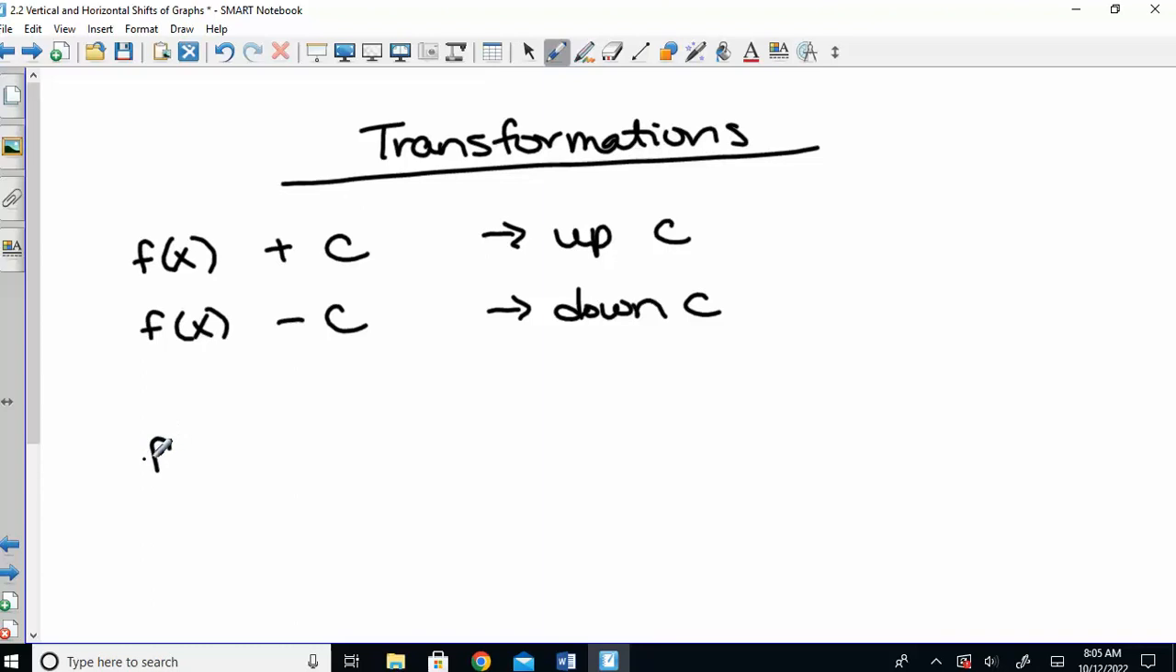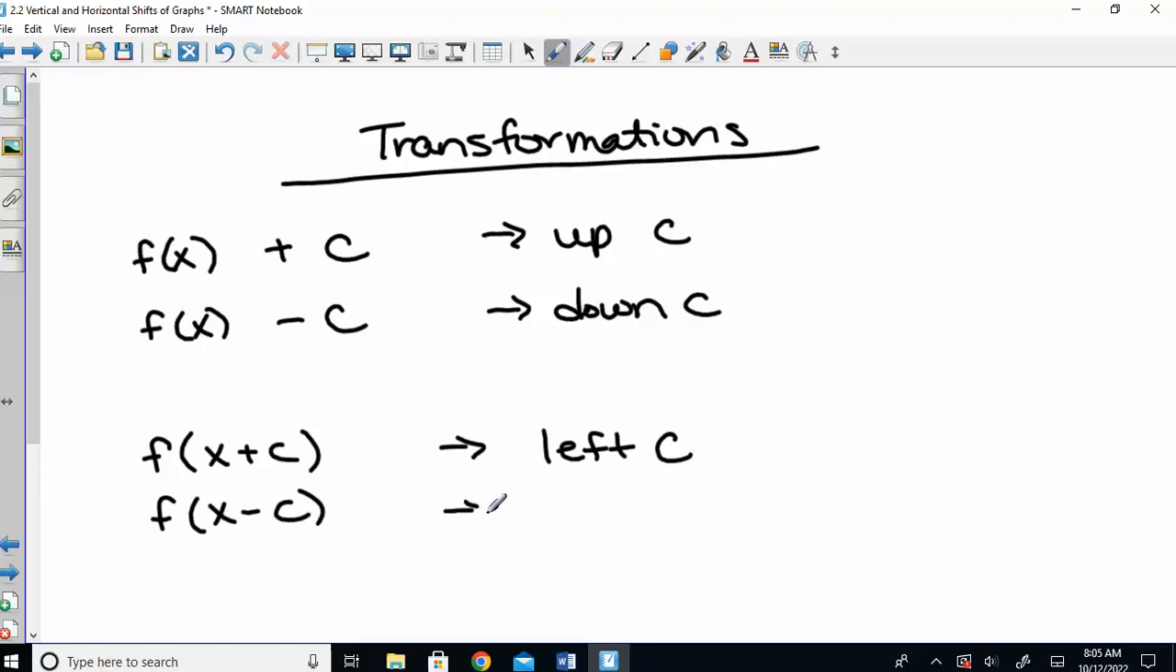If I change my x value, so I'm not just tacking a +3 on the end, I am changing something inside my parenthesis. I'm changing my x. If you add to your x value, it goes the opposite. It will move it to the left. It moves it in the negative direction. And if you subtract from the x, it will move it to the right.